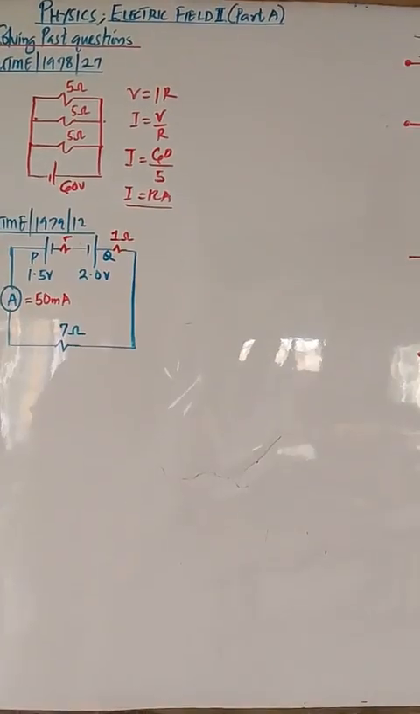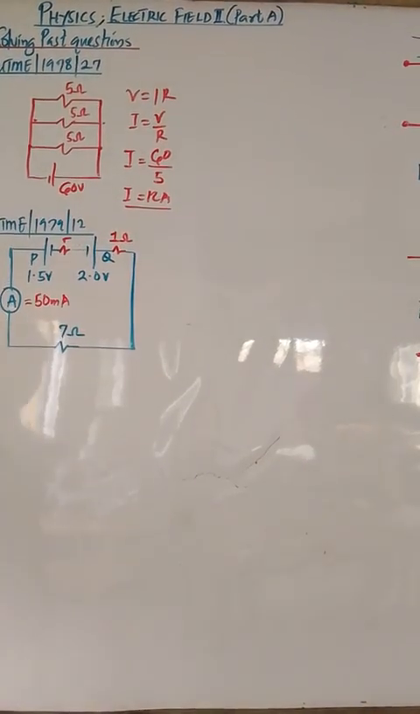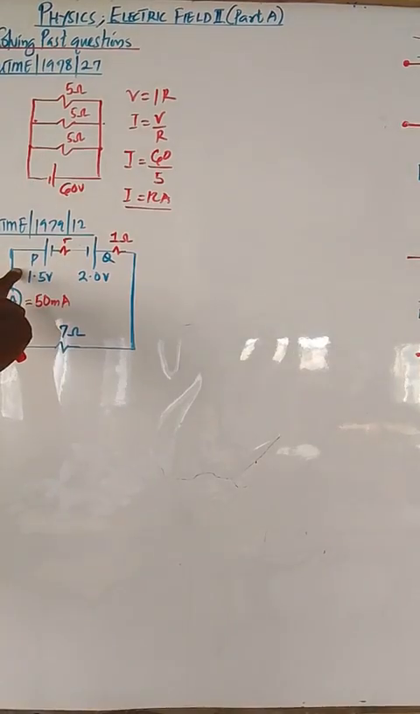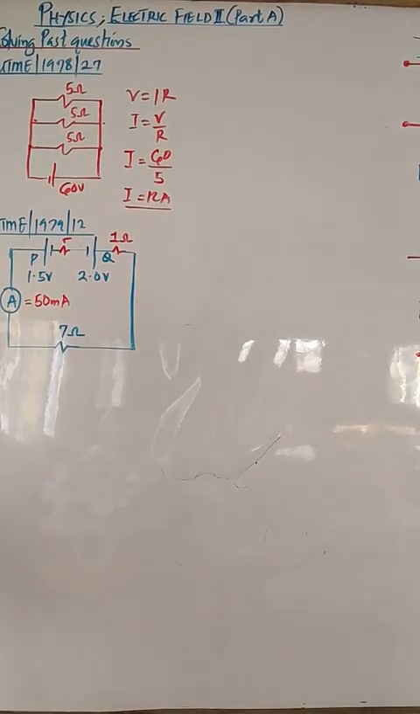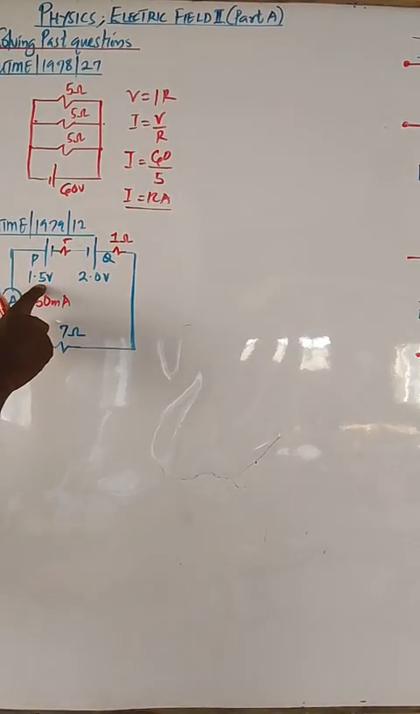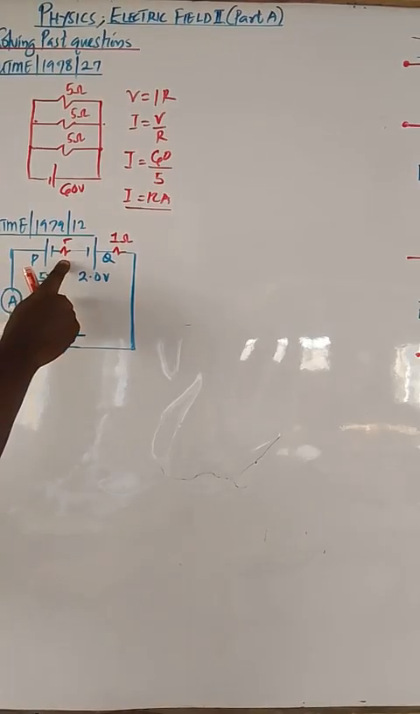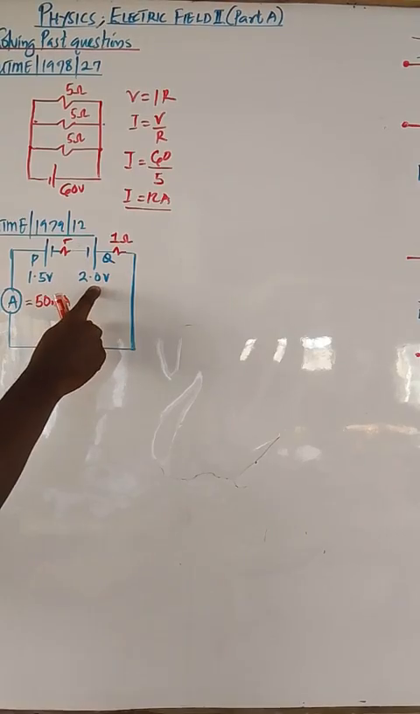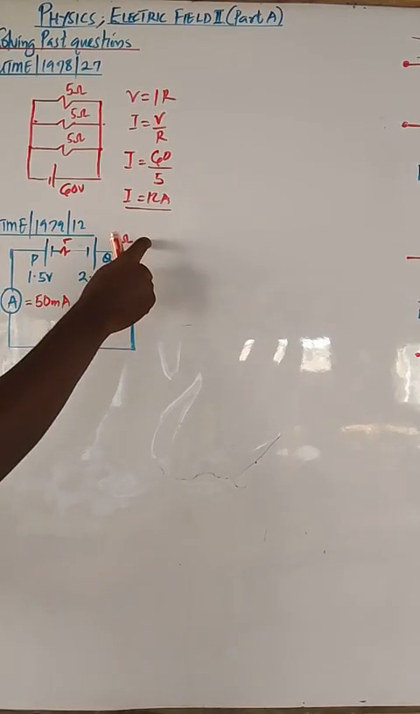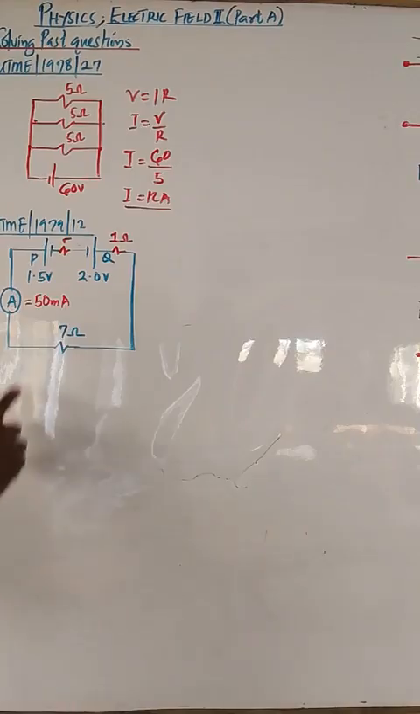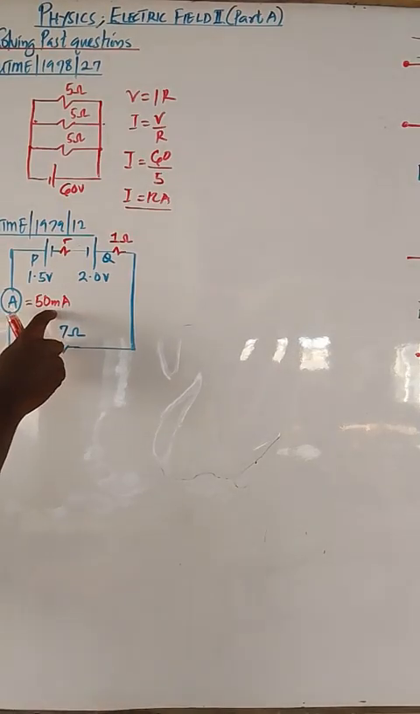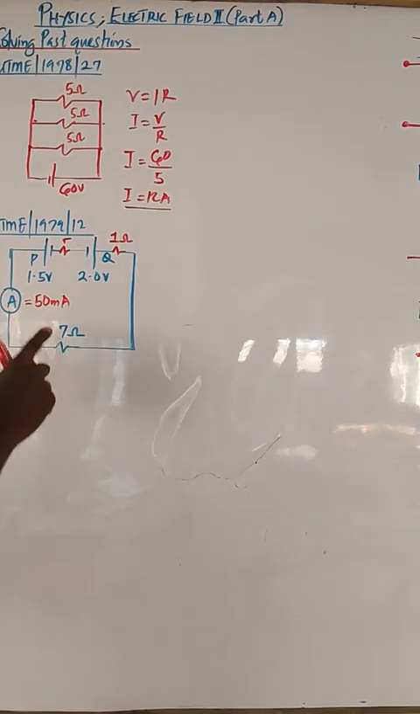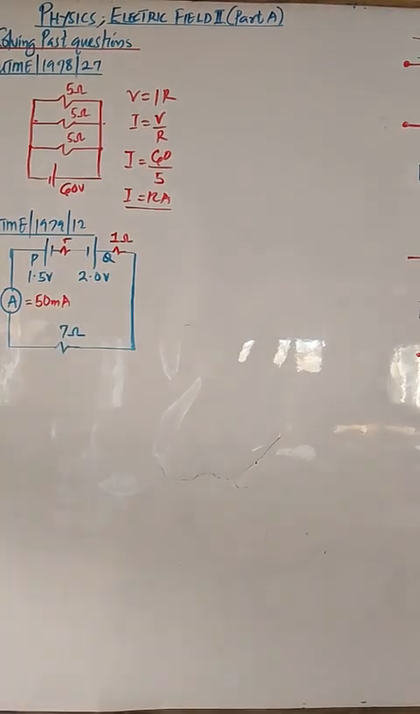Let's put another question. Now, listen to the question. 1979 number 12. This one is more complex. The question says, in the given circuit in the figure, cell P has an EMF of 1.5 volts and internal resistance R. Then cell Q has an EMF of 2 volts and internal resistance of 1 ohm. If this ammeter reads 550 milliamperes, then R equals what? We want to get the value of R here.